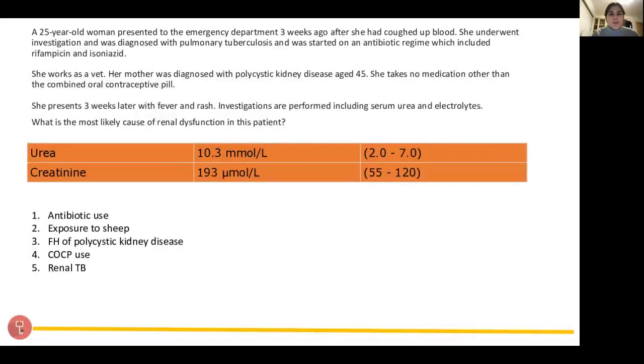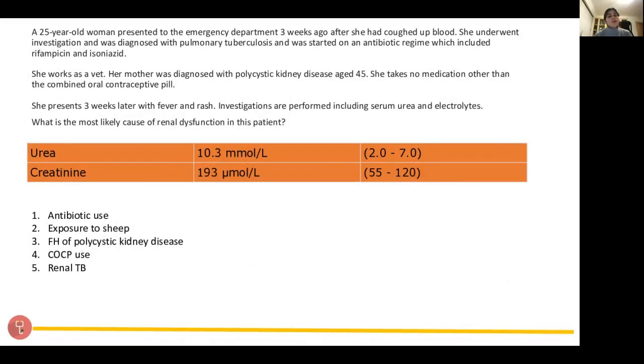As you know, with polycystic kidney disease, would you expect to see a manifestation of it in a 25-year-old, which says her mother was diagnosed at 45? So you have to think, is this the recessive type of polycystic kidney disease, and try and build the picture in your head. There's no associated use with the combined oral contraceptive pill for anything like interstitial nephritis.